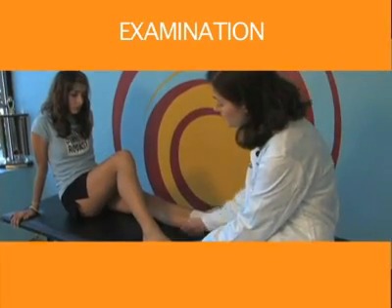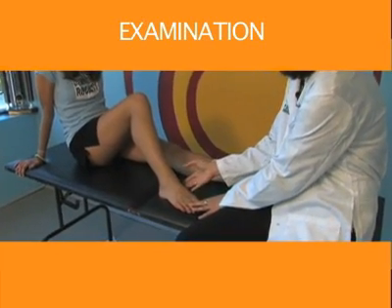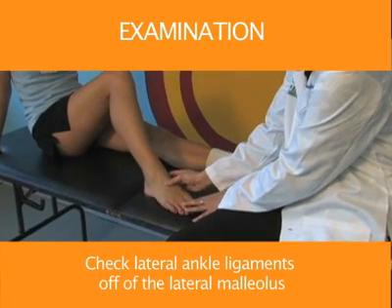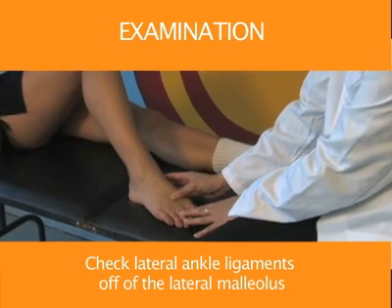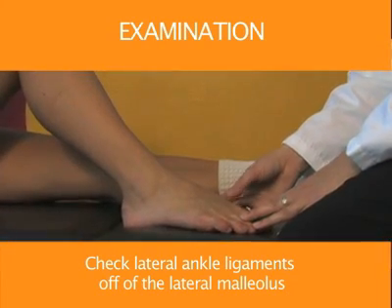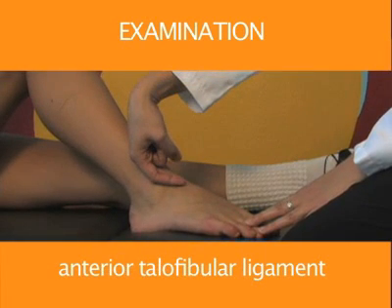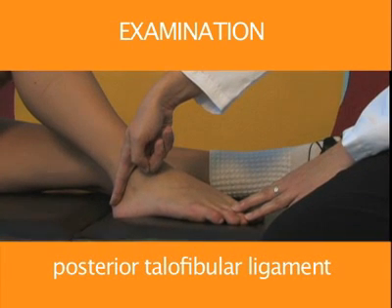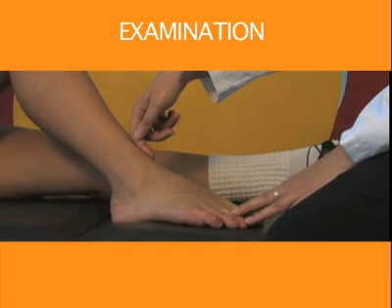The first thing you want to do is take a look at the ankle. I like to start my examination on the contralateral side of the ankle. You want to feel around the ligaments. The most important ligaments for an ankle sprain are the lateral ankle ligaments that come off the lateral malleolus. So when evaluating for an ankle sprain, the three most common ligaments that are injured are the anterior talofibular ligament, the calcaneofibular ligament, and the posterior talofibular ligament. These are the three most common ligaments that are injured in an ankle sprain.